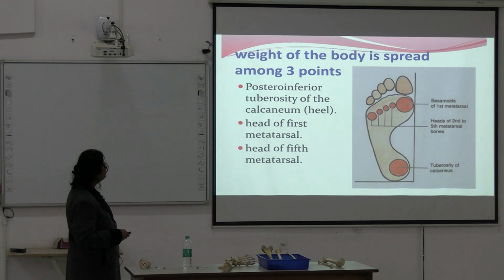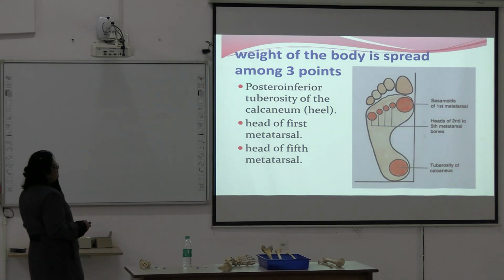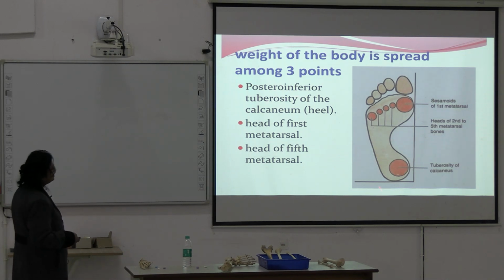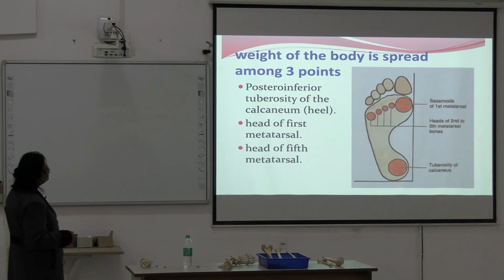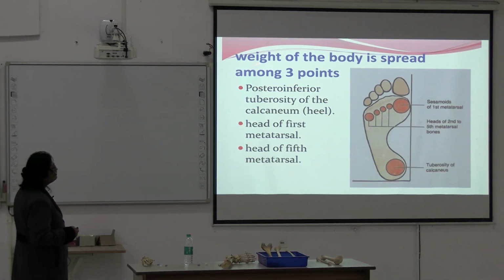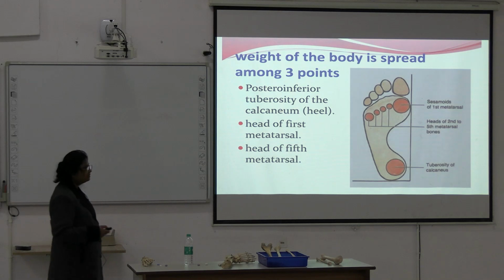Next, these are the weight bearing points. Weight of the body is spread among these 3 points. Posterior inferior tuberosity of the calcaneum, here tuberosity of calcaneum forming the heel, head of the first metatarsal here and head of the fifth metatarsal. These are the 3 important pressure points for weight bearing. Okay, understood?